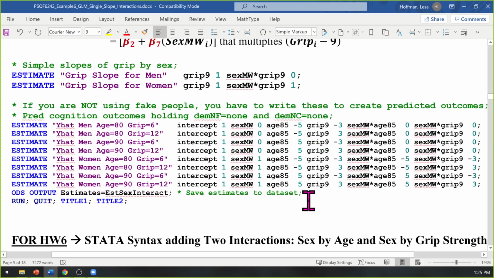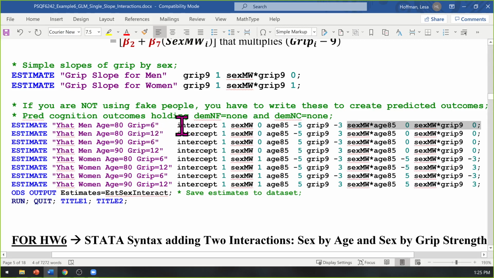So then generating predicted outcomes requires having those new interaction terms as part of these statements. In your homework, you'll get a chance to practice this as well. The most common error that I've seen is forgetting these interaction terms in here. So I am generating the same set of predicted outcomes as in the previous model for low, medium, and high of age crossed with low, medium, and high of grip, holding gender constant and holding dementia group constant.